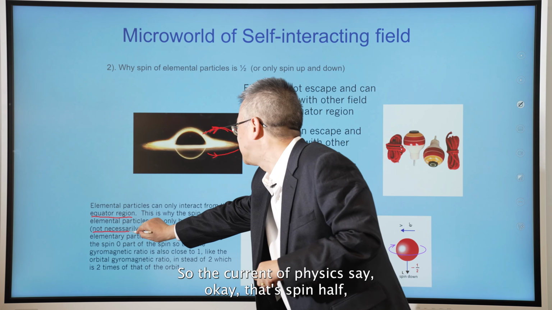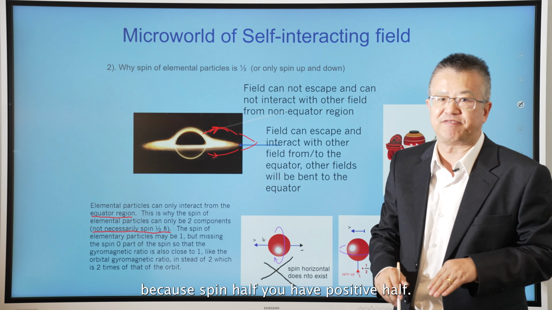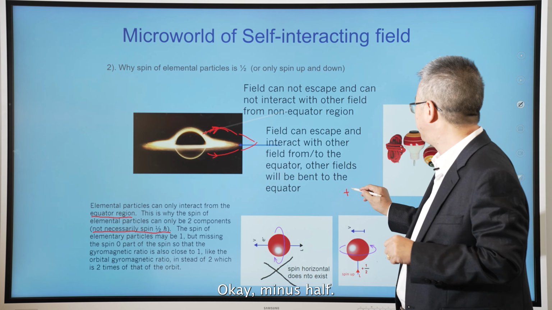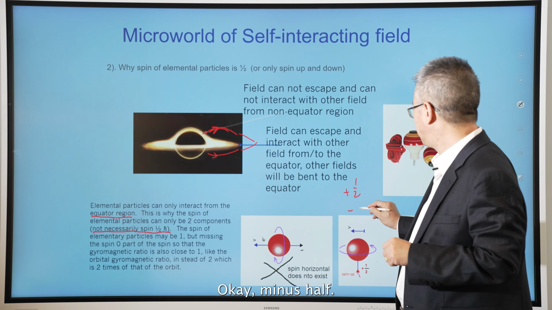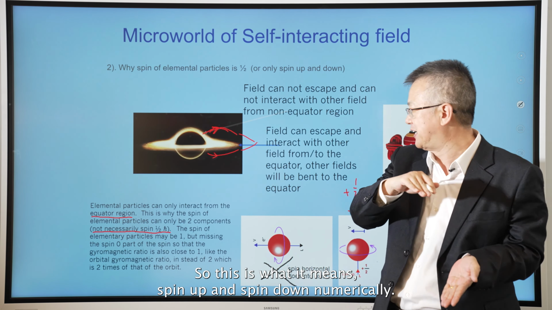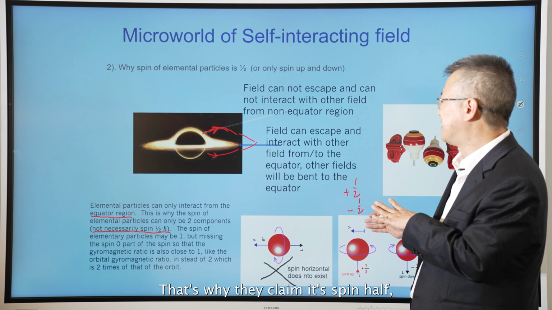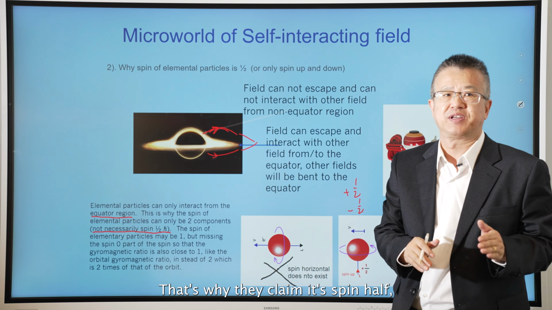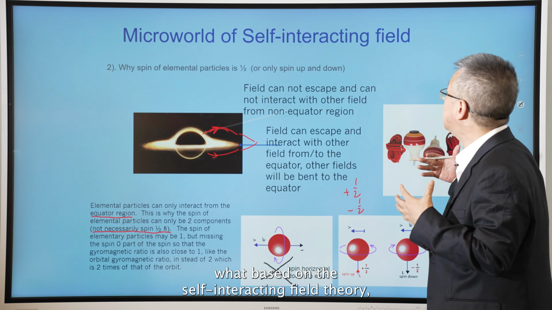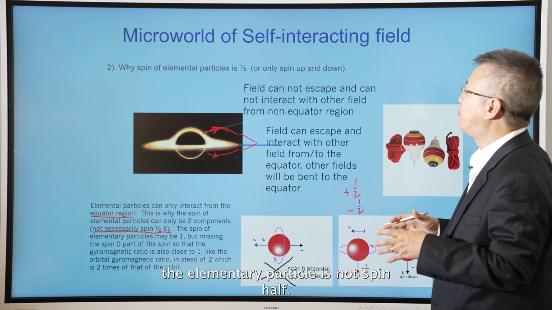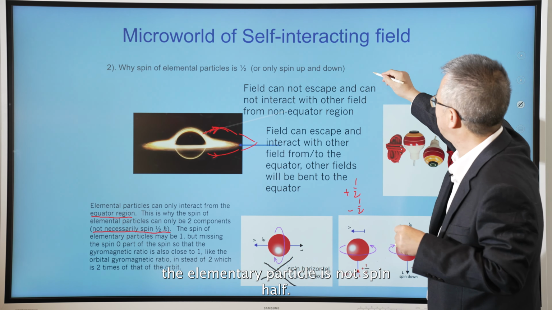So current physics says, okay, that's spin half, because with spin half you have positive half and minus half. This is what spin up and spin down mean, numerically. That's why they claim it's spin half. But based on the self-interacting field theory, the elemental particle is not spin half.